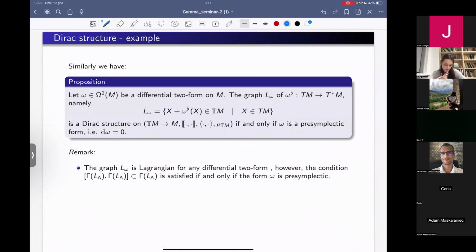Alternatively, we can consider another example. If we are given a differential two-form, consider the bundle L_omega, which is given by vector fields plus the image on X through the map related to our two-form omega, which goes from TM to the cotangent space. Once again, it turns out that this bundle is a Dirac structure if and only if omega is presymplectic, which means that the exterior derivative of omega vanishes.